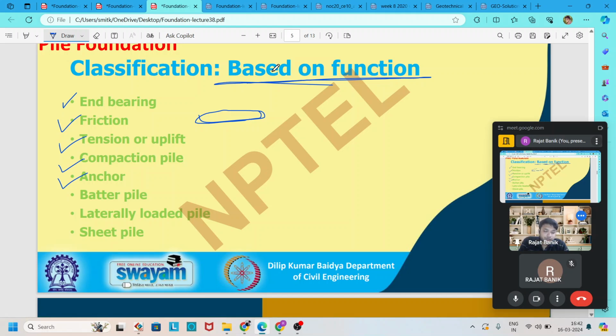Then laterally loaded pile. This laterally loaded pile is mostly used to resist the horizontal pressure. The sheet pile, in sheet nature, is mostly used in the offshore area to protect the bank, or we can say offshore bank, from the wave energy which is coming from the seawater.